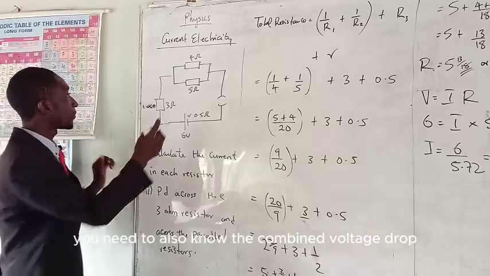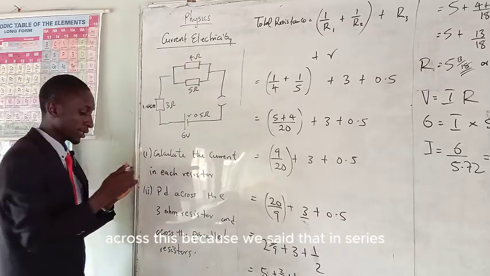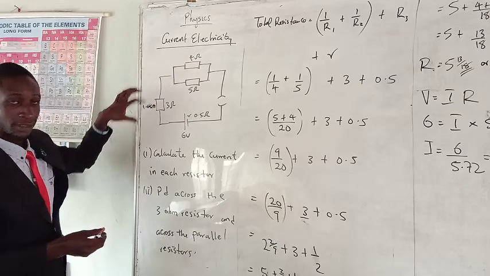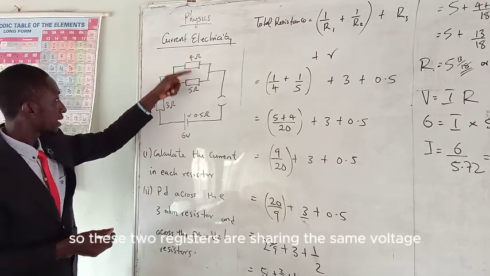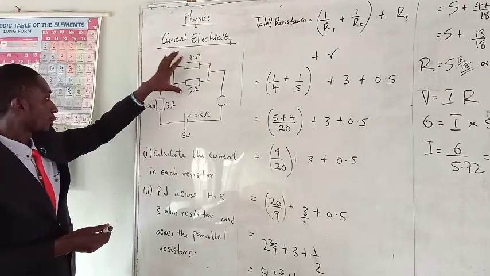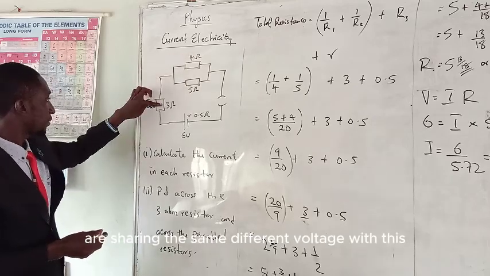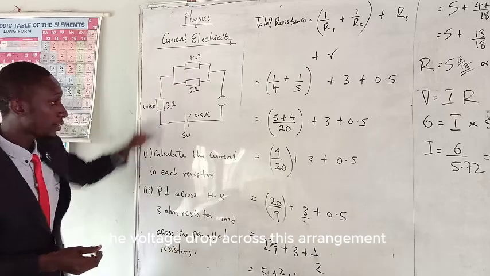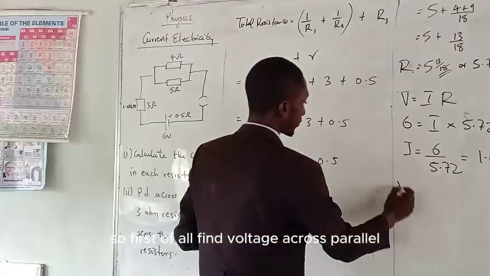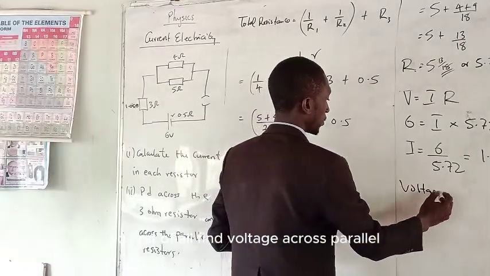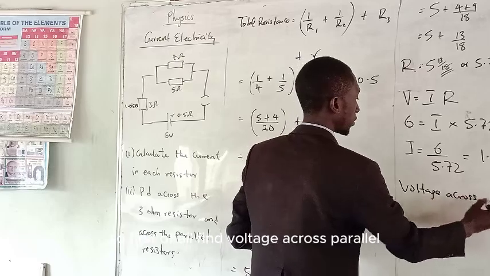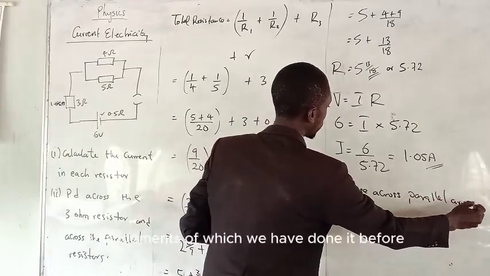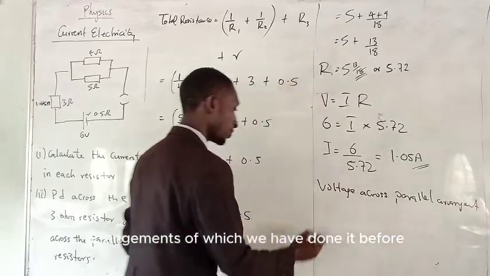You need to also know the combined voltage drop across this, because we said that the voltage drop in series is different from the voltage drop in parallel. So these two resistors are sharing the same voltage, and combined together they share a different voltage with this one. So we need to find the voltage drop across this arrangement. First of all, find the voltage across the parallel arrangement, of which we have done it before.